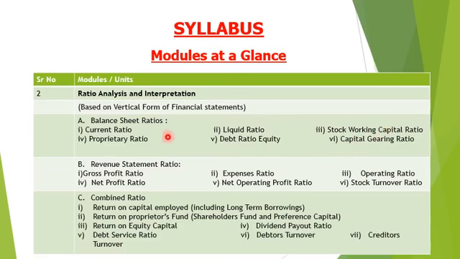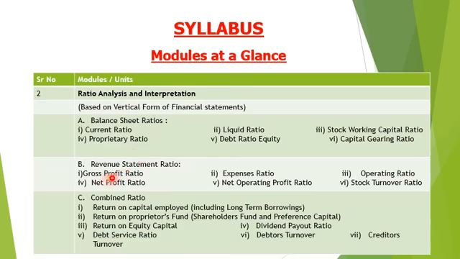All these six types of ratios are covered as the balance sheet ratios. The first one is the current ratio, second is the liquid ratio, third is the stock working capital ratio, fourth is the proprietary ratio, fifth is the debt equity ratio, and sixth is the capital gearing ratio. Now the second type is the revenue statement ratios. Revenue statement ratios are related to the trading account as well as the profit and loss account, and are related to the sales.